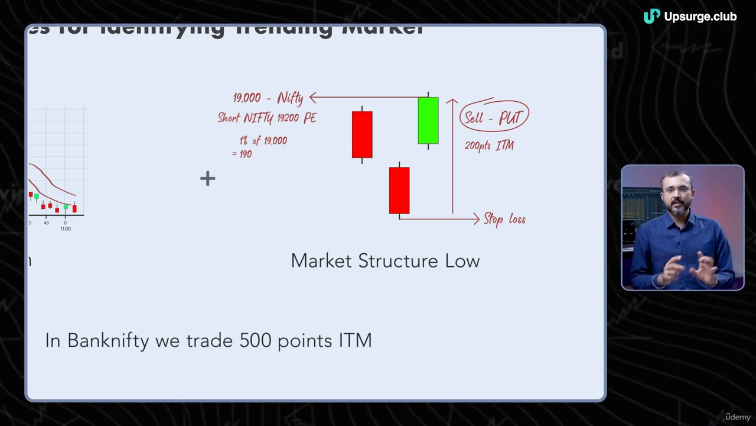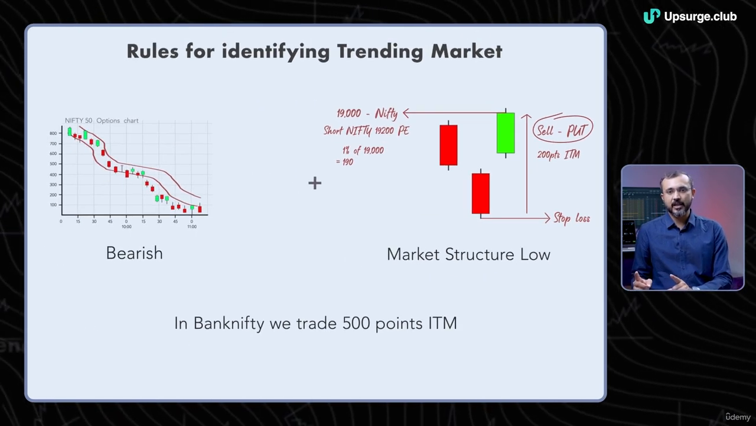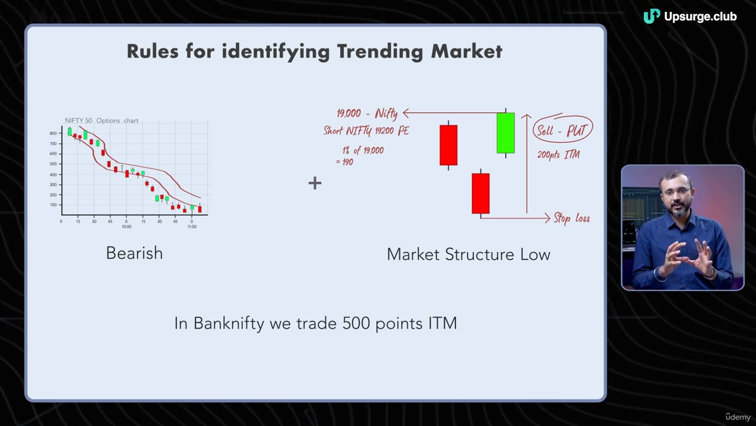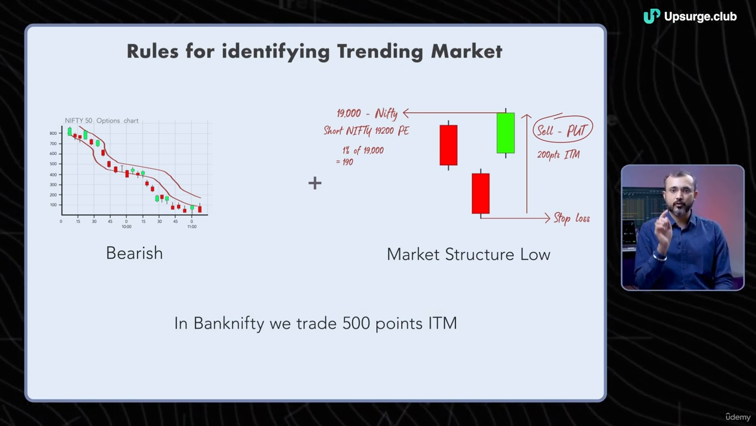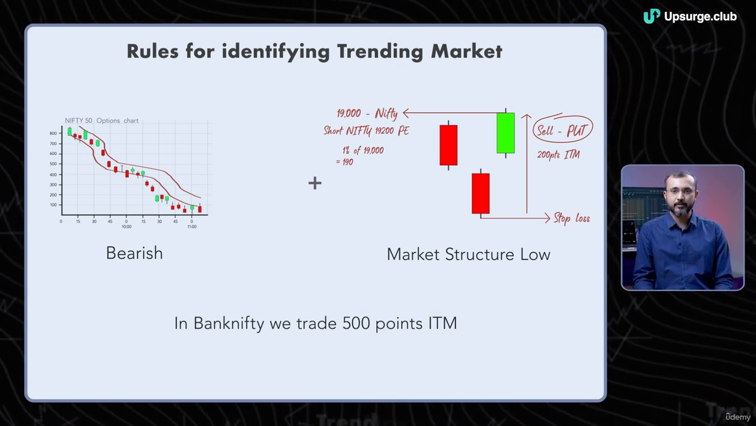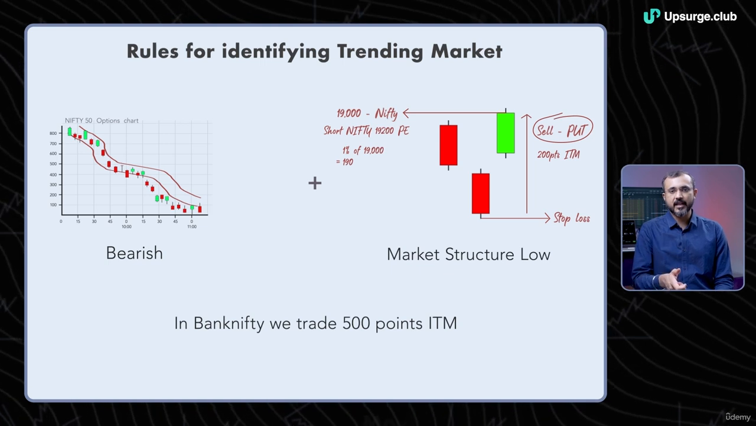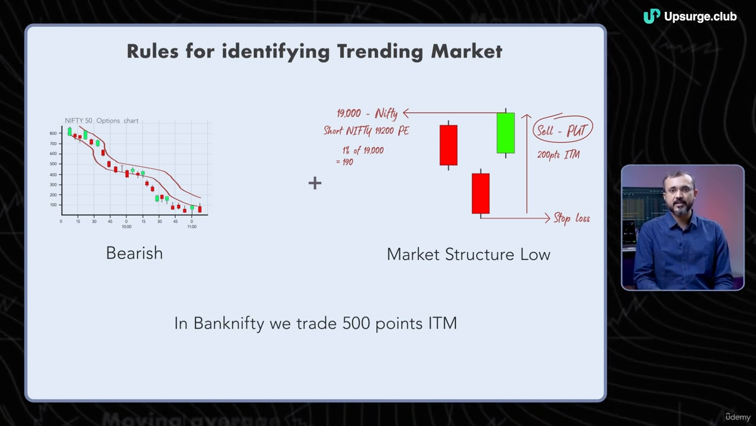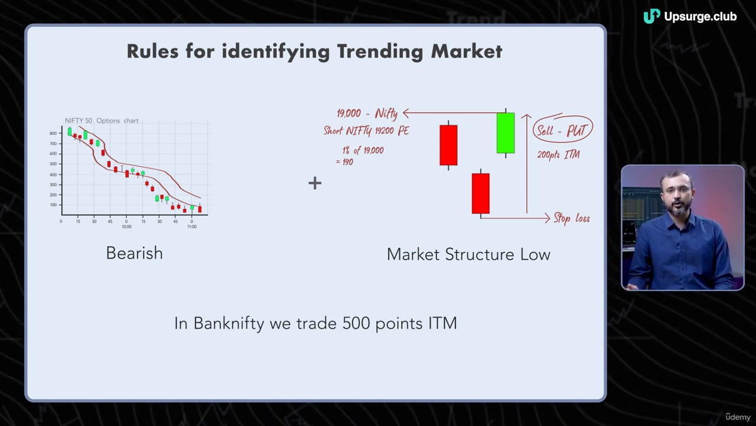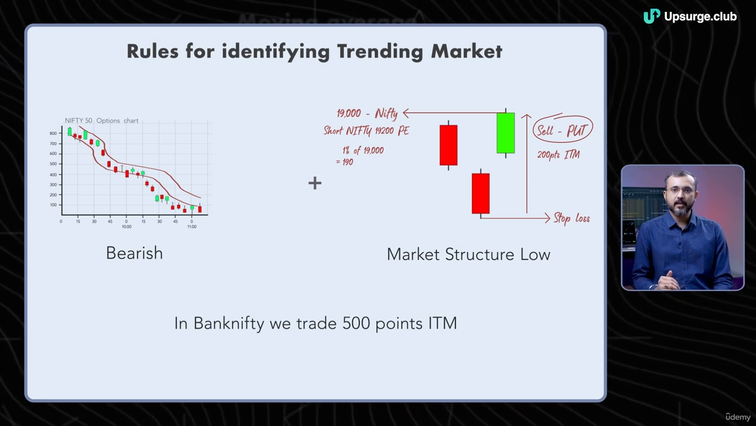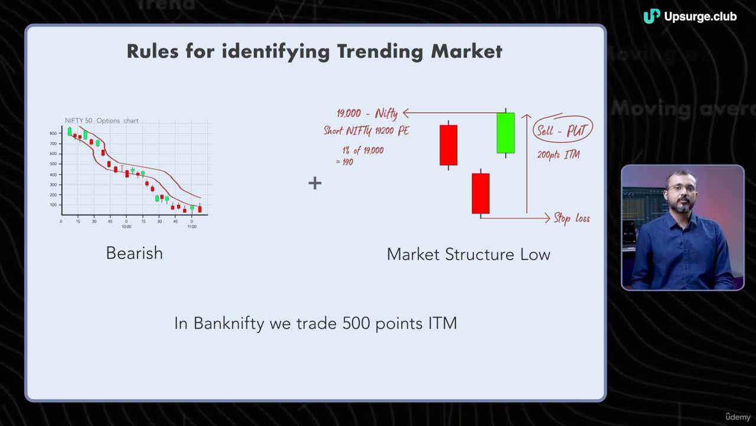How do we do that? We again come to the 15-minute chart and trade the same market structure high on the 15-minute chart of the options, which is the 19,200 put. Whenever a market structure high is formed on the 15-minute chart below the moving average, we go short, and we hold on to the trade for as long as price is trading below the moving average.